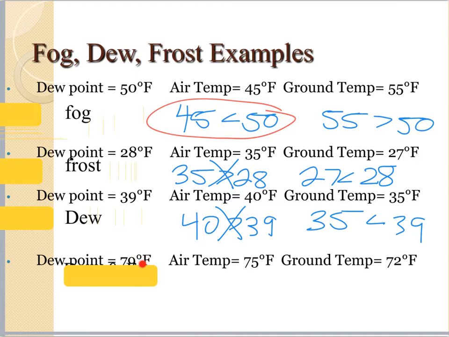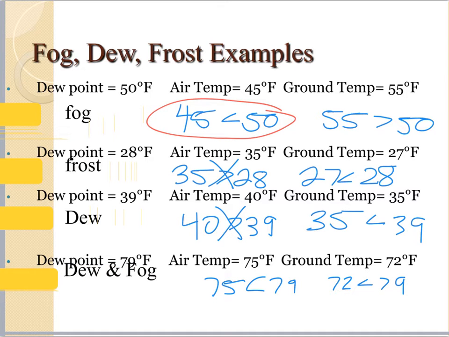This last example, we have dew point of 79, air temperature of 75, and a ground temperature of 72. Okay, 75 is less than 79. So do we get fog? Yes, we would get fog. Ground temperature, 72, is less than 79. So we would also get something on the ground. What would we get? It is above freezing. So we would get dew and fog.